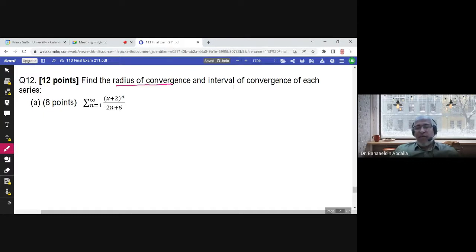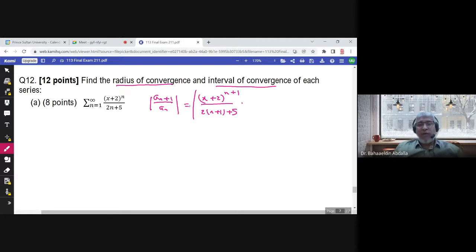Radius of convergence, interval of convergence. This is section 11.8, power series, the last section. And here we use the ratio test. So let me find a_(n+1) over a_n. So I'll have (x plus 2) to the power n plus 1 over 2 times (n plus 1) plus 5, divided by (2n plus 5) over (x plus 2) to the power n.